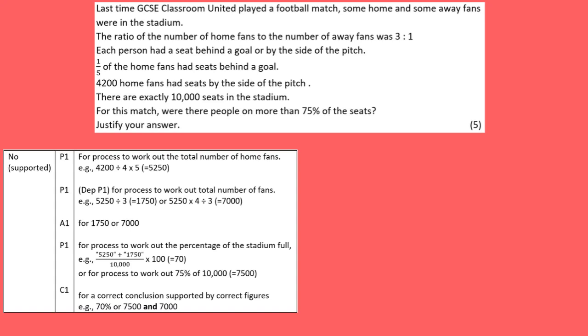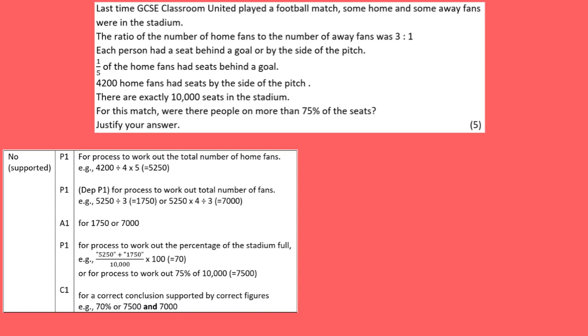Home fans represent 3 times the amount of away fans. If we divide by 3 and times by 4, we get the total number of fans, because the 5,250 is worth 3 out of 4 parts. This gives us that there were 7,000 fans in attendance. 7,000 divided by 10,000 times 100 is equal to 70, so we had 70% capacity, so the answer is no, it was less than 75%.